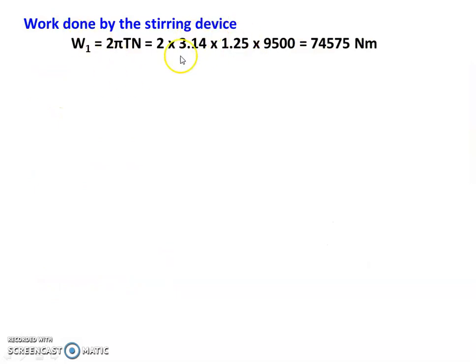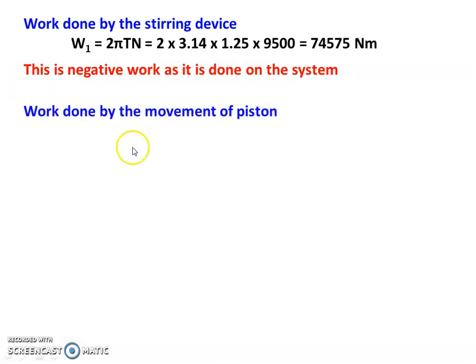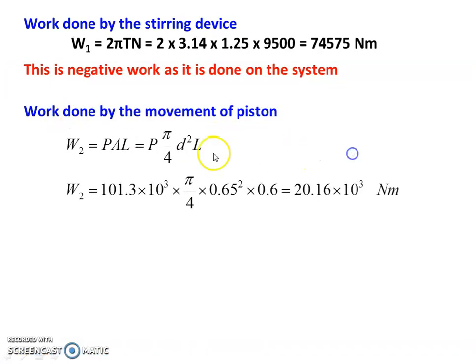First, work done by the stirring device, W1 equals 2 pi T N, where T is the torque and N is the speed. 2 into 3.14 into torque 1.25 into 9500, which is 74,575 Newton meter. This is negative work as it is done on the system. Next, work done by movement of the piston.